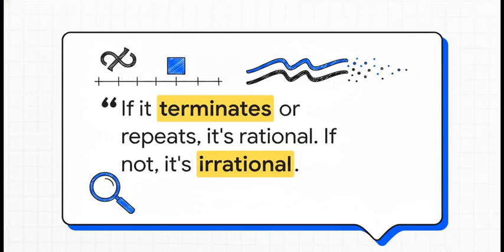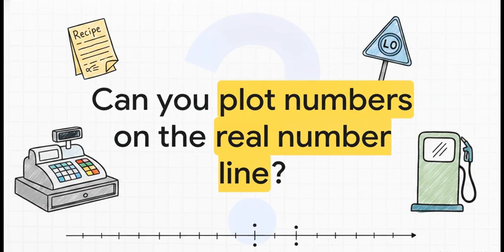Listen, if you take only one thing away from this entire explainer today, let it be this ultimate cheat code for real numbers. If it terminates or repeats, it's rational. If it goes on forever without a pattern, it's irrational. That simple logic absolutely guarantees you'll be able to classify these numbers. And that wraps up exercise 1.1.